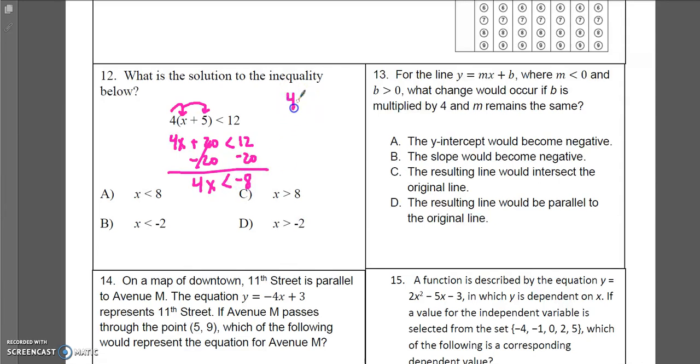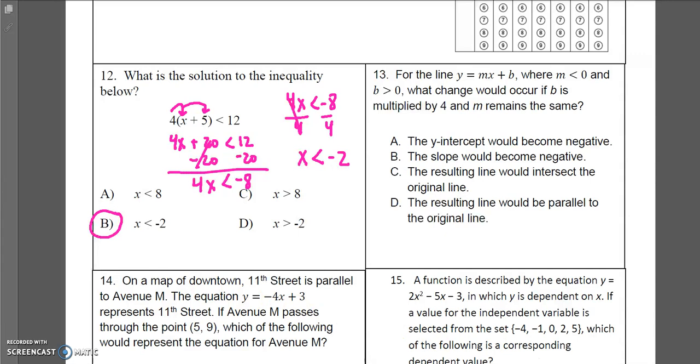I'm going to bring this up right here since I ran out of some space. Divide by 4 on both sides. I did not divide by a negative, so my inequality sign does not flip. And then negative 8 divided by 4 would give me negative 2. So I'm looking for x is less than negative 2. It looks like B is going to be the correct answer.